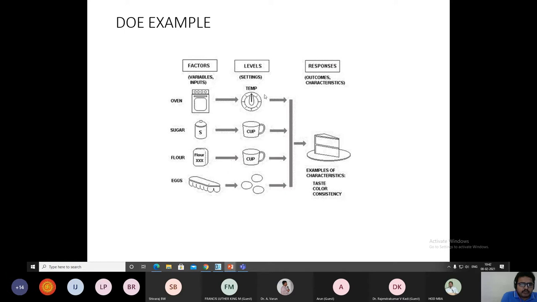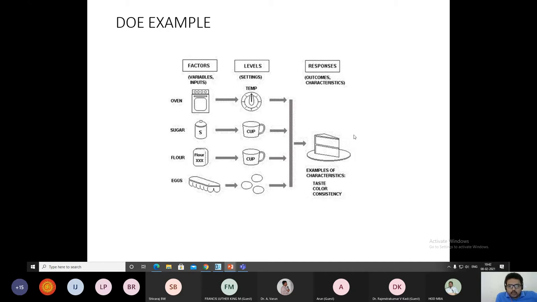So in the present example, they are showing a cup of sugar and a cup of flour and three eggs. And the combination of this sugar, flour, and eggs are mixed, and as well as they are kept in an oven at certain temperature, say, and it gives rise to an outcome. So that is taste, color, and consistency, right? So these three are the outcomes or the responses out of these particular factors and levels, right?